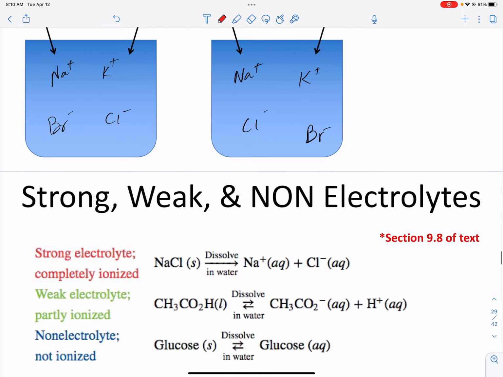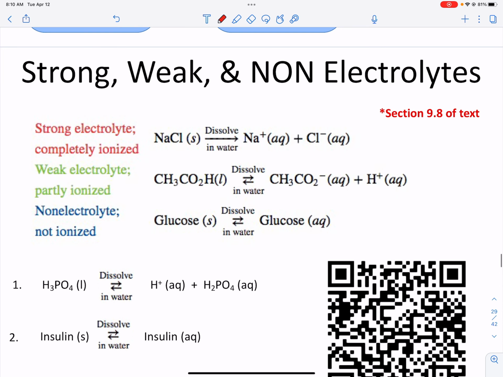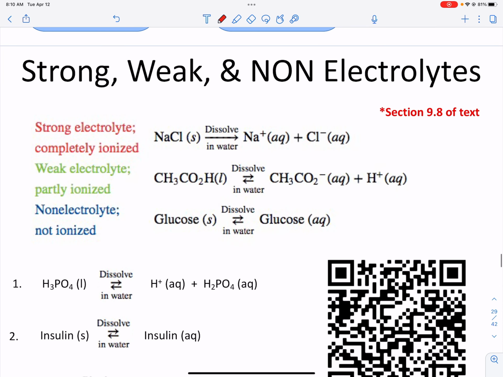Okay, the next thing to know about electrolytes is that there are different strengths to electrolytes. We have strong, weak, and substances that we call non-electrolytes. This is in section 9.8 of your textbook. I encourage you to go read it. This figure, I know it's kind of grainy, is right from your textbook. And so I want to walk you through what is a strong electrolyte.